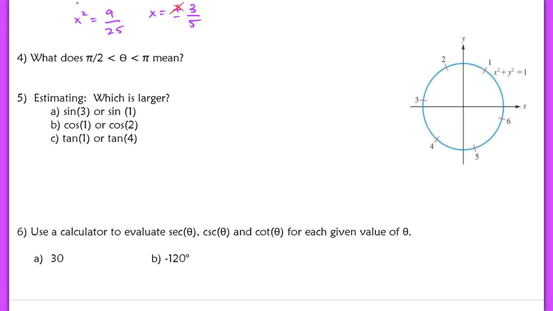Okay, in problem 4 it says, what does pi over 2 is less than theta is less than pi actually mean? What this is saying is that this is an interval that's saying that theta has to lie between pi over 2 and pi radians.